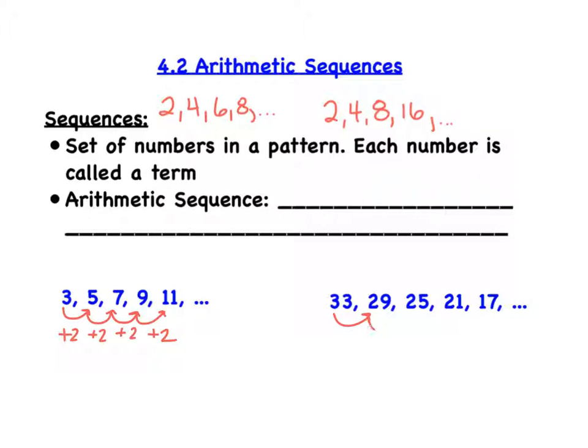On the other one, you may notice here we're going down. So I'm going to pause for a second, give you a second to think, what's the pattern? And you should notice that we're subtracting 4 every single time. These are both examples of arithmetic sequences. So the definition of an arithmetic sequence that you want to write down is that it's a sequence where you add or subtract the same amount each time.